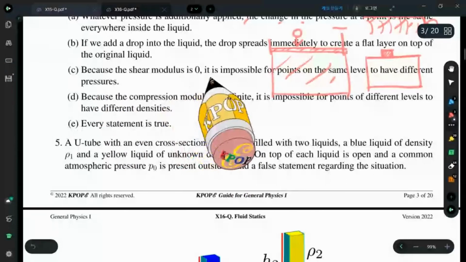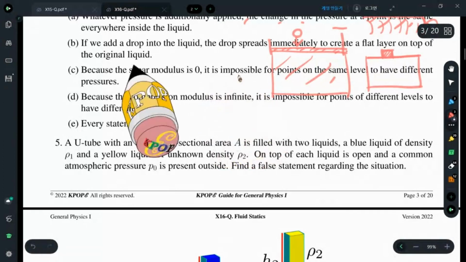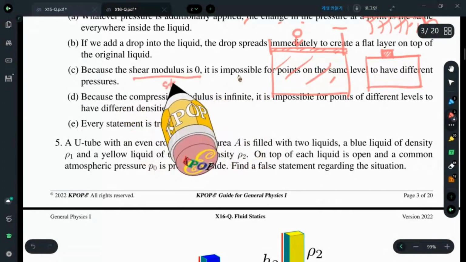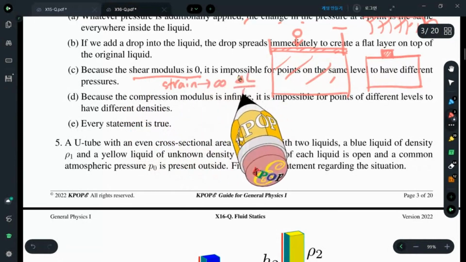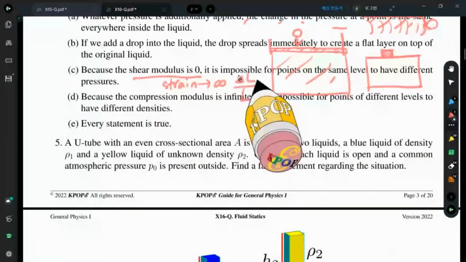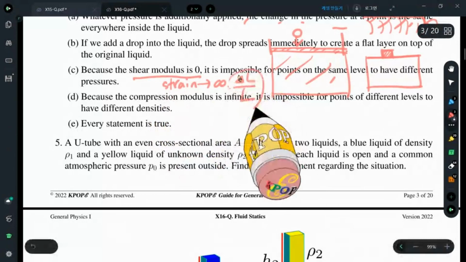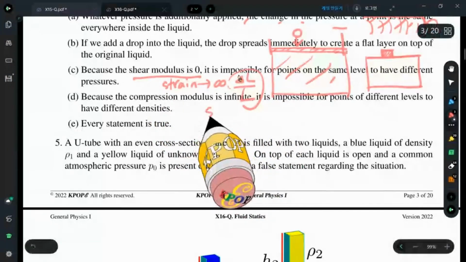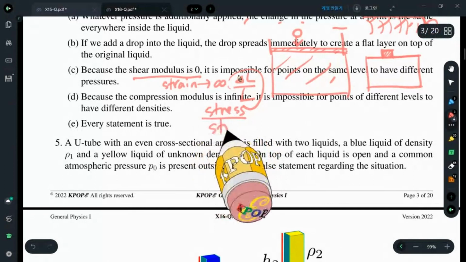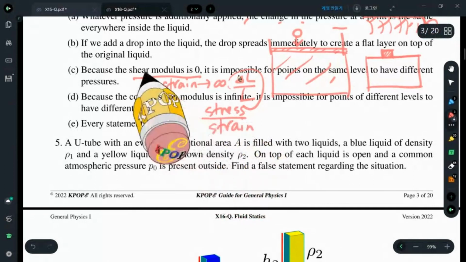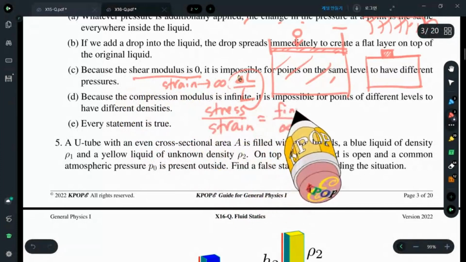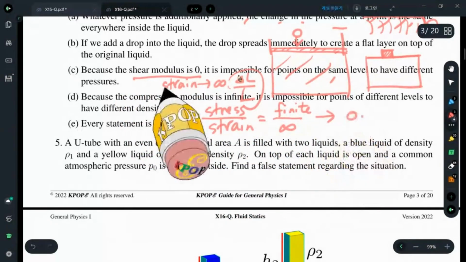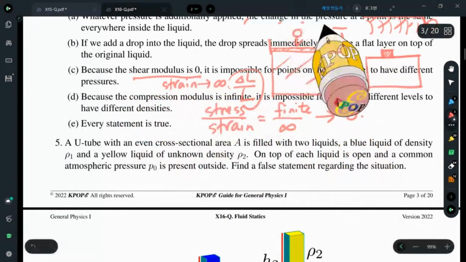Because the shear modulus is 0. Shear modulus is 0 because the shear strain is infinite. Shear strain is delta L over L, and the liquid cannot sustain any force. Because of that, the strain becomes infinite, and stress divided by strain is a modulus. Because the denominator is infinite and the stress is finite, it becomes 0. So the shear modulus of the ideal liquid is 0.